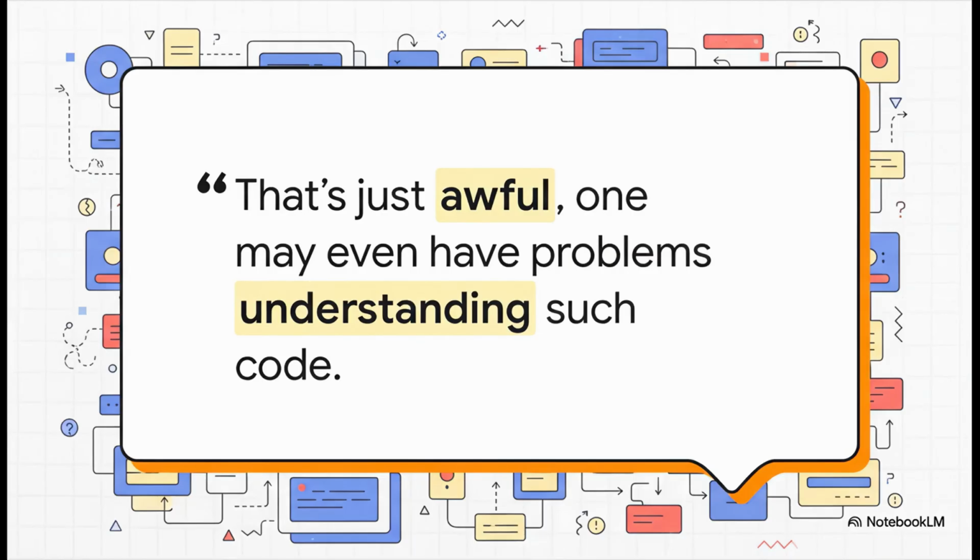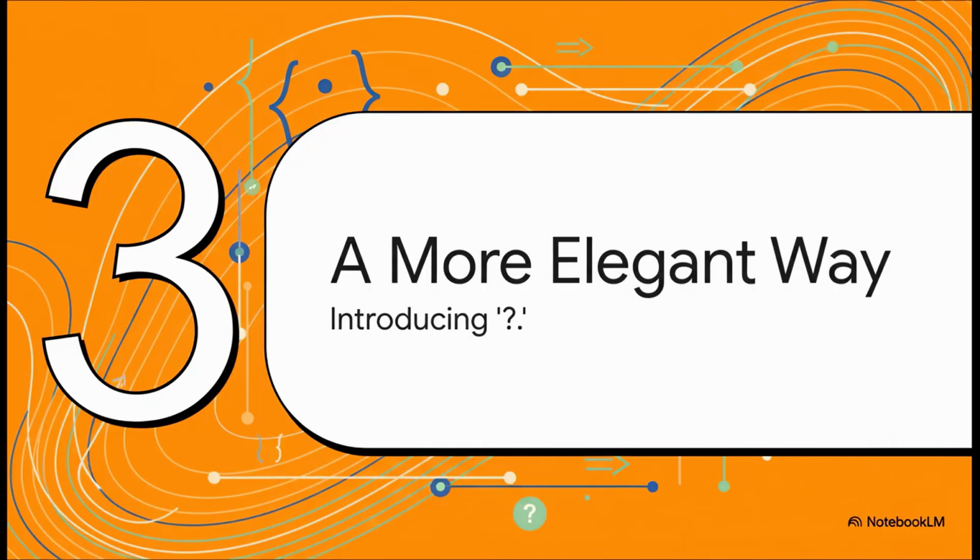And here's the real kicker. Once you have objects nested 3, 4, 5 levels deep, these old solutions just become a total nightmare to read. The source material we're looking at puts it perfectly. That's just awful. It really is hard to understand what's going on. But, good news, those days are pretty much over. Modern JavaScript has given us a much more elegant way to deal with this.